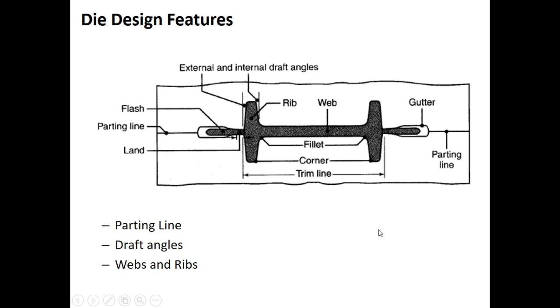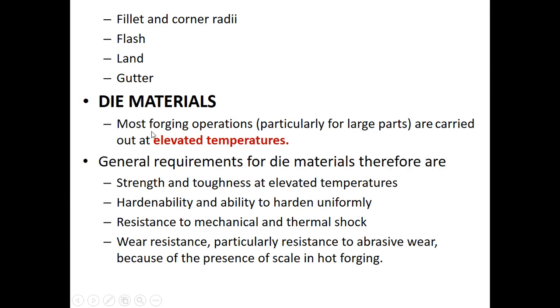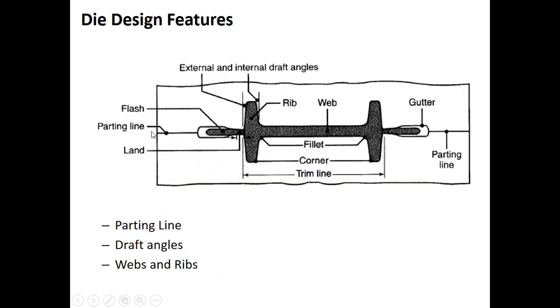The next we are going to see is the flash. As you all know now, what do you mean by flash? The formation of flash facilitates the pressure buildup inside the die. When the flash material comes out, it seals the space between the die and the component, and it facilitates the pressure buildup inside the die and promotes filling of the cavity.